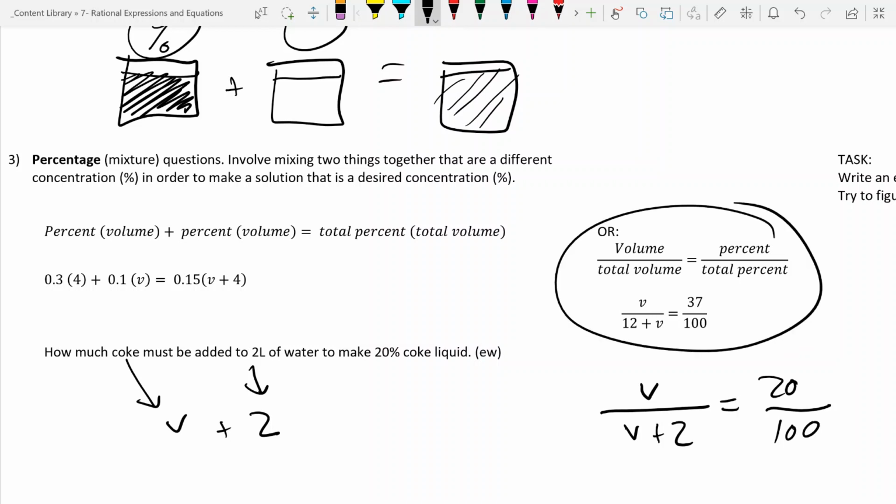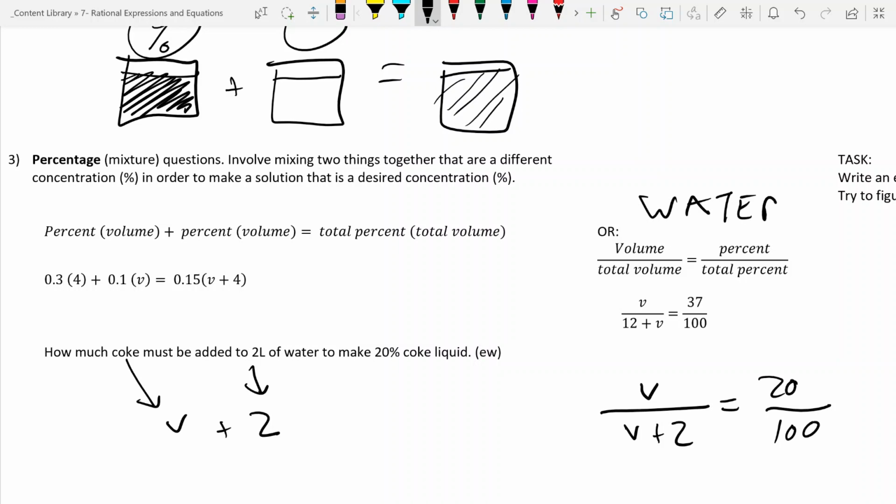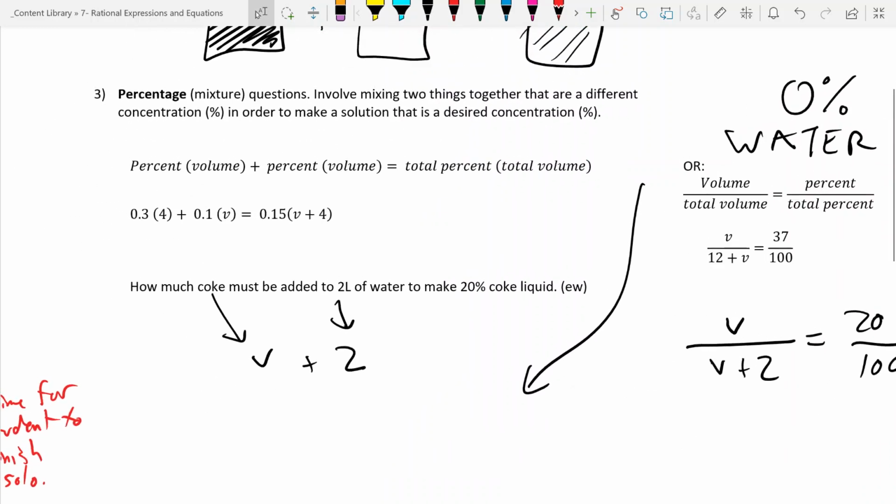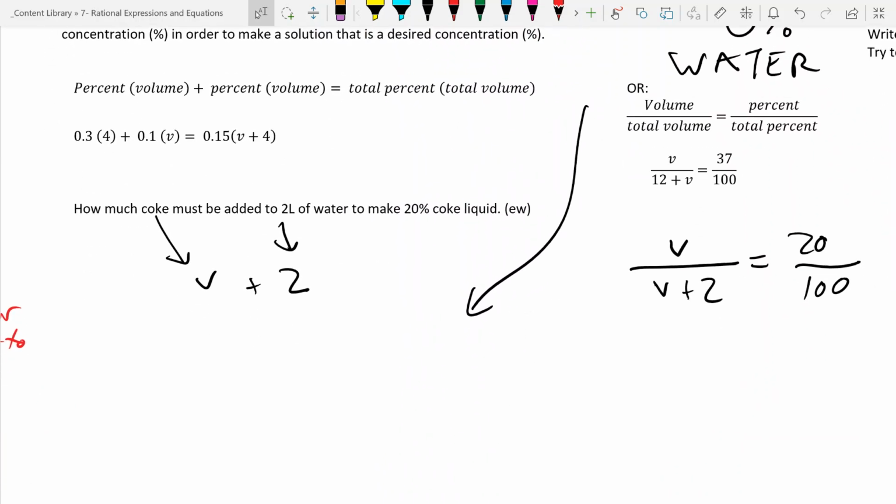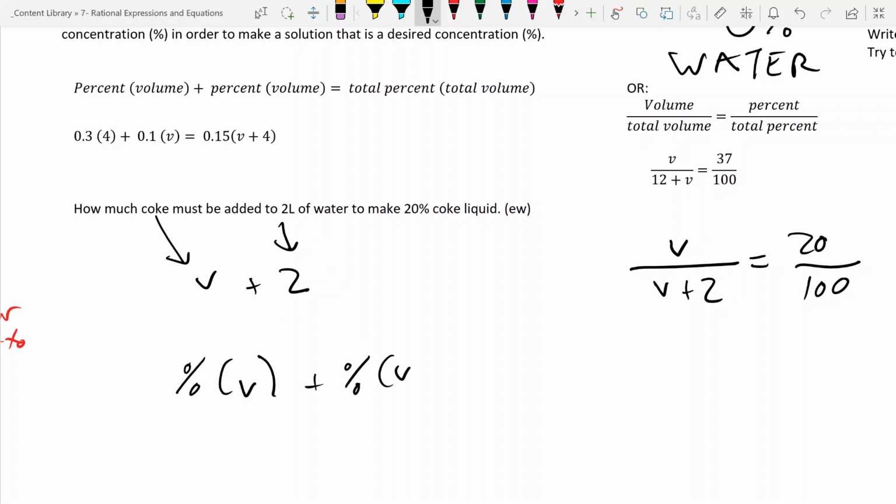That is the way that it works, but only if you're using water, if you're using something that's 0%. If you're using something that's not 0%, we need to set up a different way. This is kind of like a grade 10 setup. The way that this one would work is you would multiply the percentage times the volume plus the percentage times the volume of the two things. So this is the water, this is the Coke. And then you find out the total percentage times the total volume. So it's kind of similar, but with a different setup.